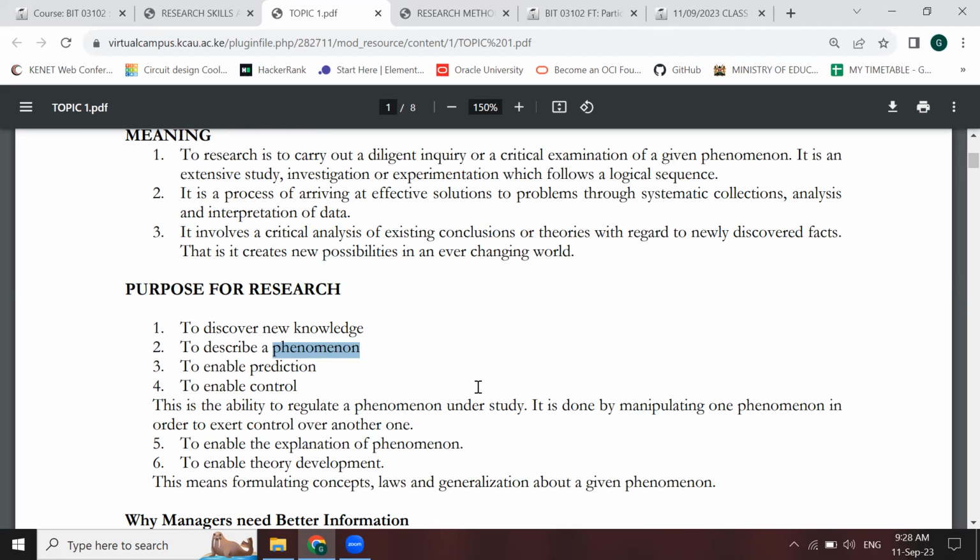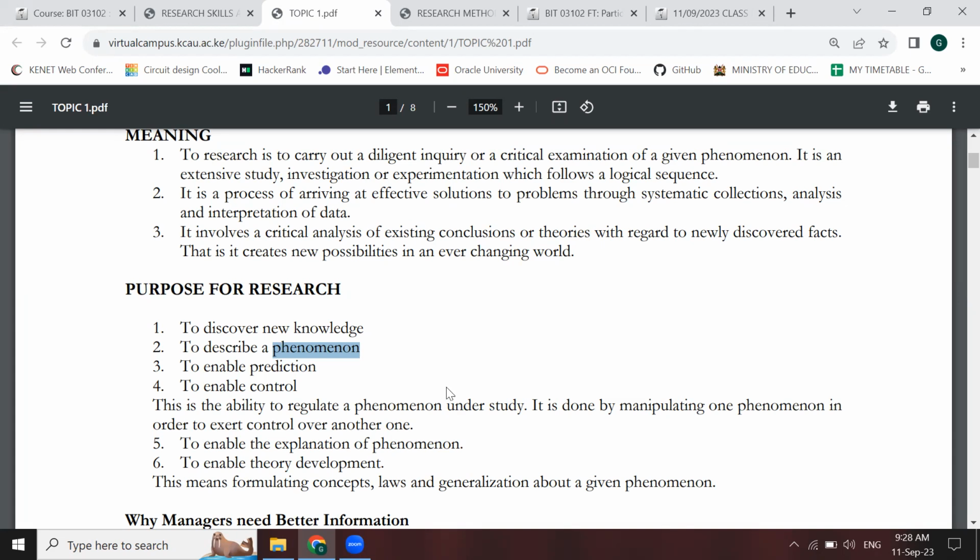I may need to focus on cybersecurity, maybe in mobile banking. I may need to focus on privacy, protection of data privacy, maybe in e-commerce. Now it will depend on where I am conducting this kind of research. We have different phenomena, different areas where we are conducting the research that we're interested in.